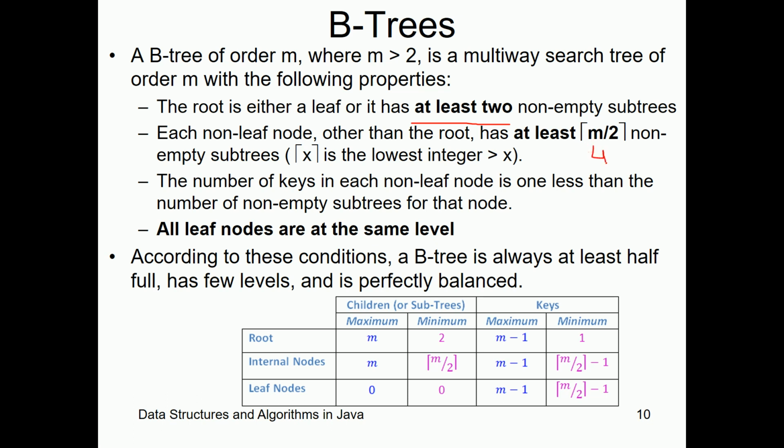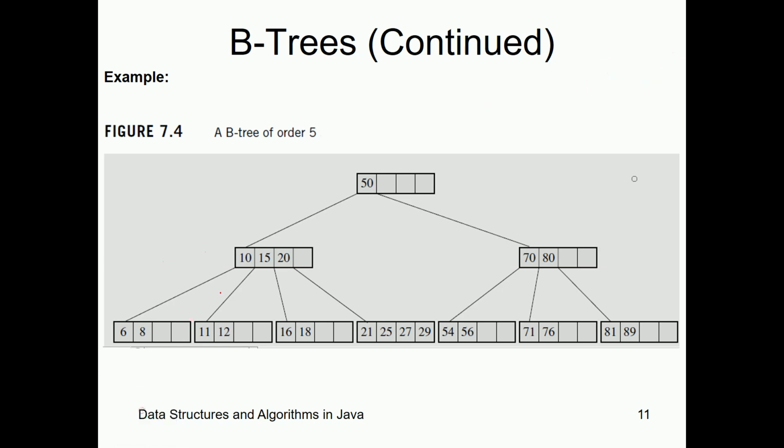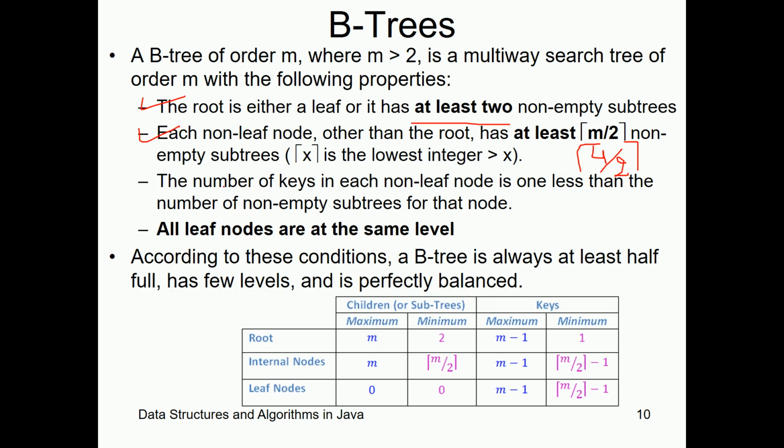What if m is equal to 4? M divided by 2, that's 2. There's nothing to do. And so we spoke about those, and the number of keys in each non-leaf node. We're talking about these ones. Now these ones. We're not going to allow a lot of empty ones. So let's check the rule. The number of keys in each non-leaf node is 1 less than the number of non-empty subtrees for that node.